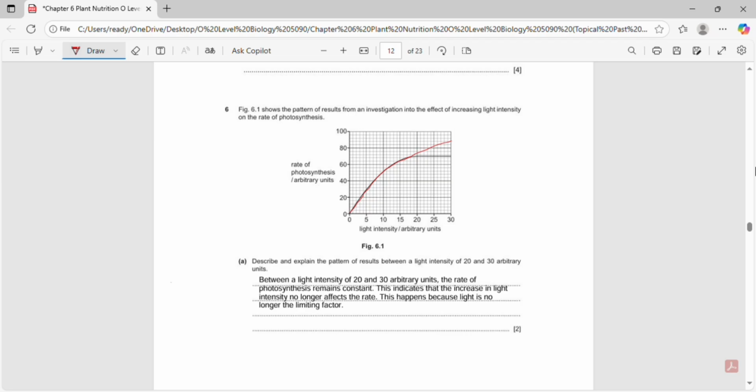But this time, the line levels out at a higher point than in the previous graph, since the increased carbon dioxide concentration allows the plant to photosynthesize more effectively. So the final part of the graph, from light intensity 19 up to 30, should be a horizontal line that stays at a higher rate of photosynthesis than the original curve.